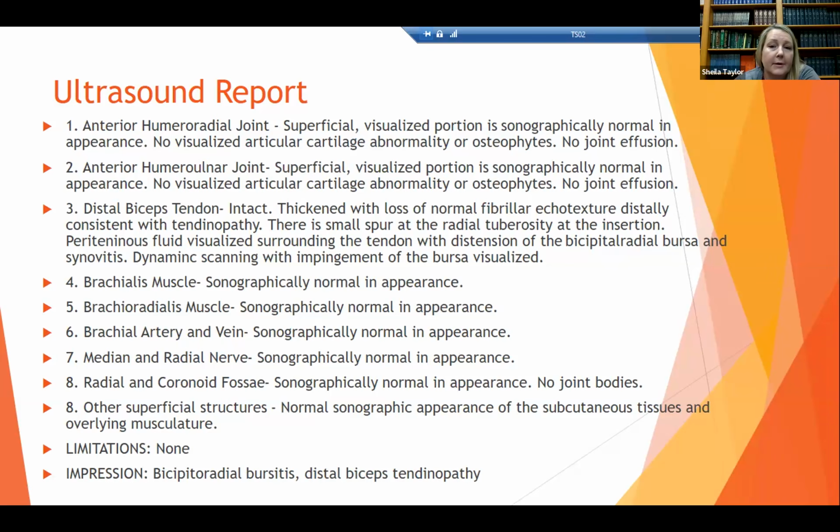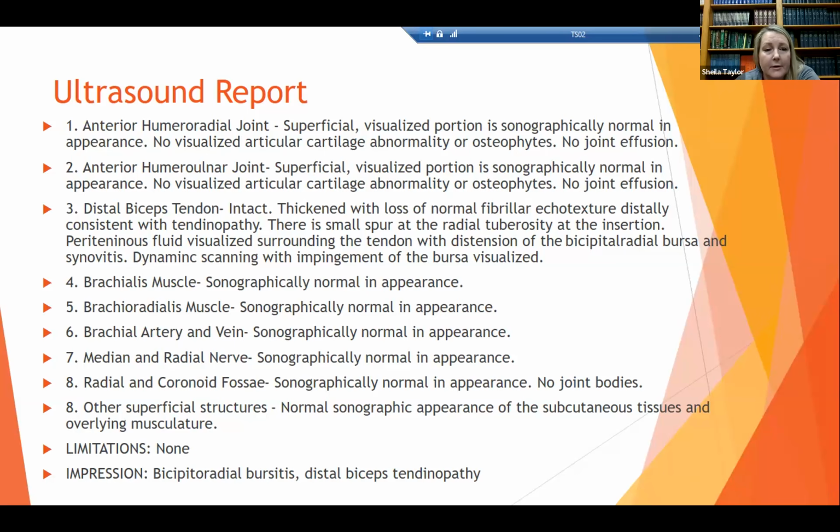There's a small spur at the radial tuberosity at the insertion. There was peritendinous fluid visualized surrounding the tendon, with distension of the bicipital radial bursa, and synovitis there. And dynamic scanning did show impingement of the bursa. I also looked at the brachialis muscle, which was normal.